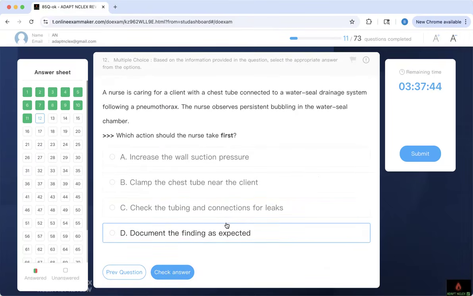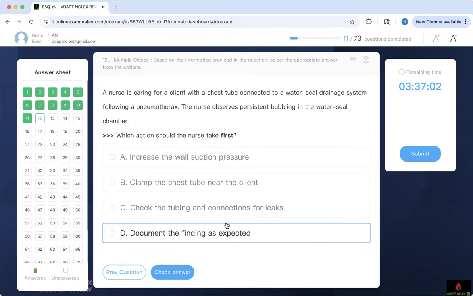Number 12. The nurse is caring for a client with a chest tube connected to a water seal drainage system following a pneumothorax. It does not matter. Patient has pneumothorax. He has a chest tube. So many words, ignore it. Then the nurse observes persistent bubbling in the water seal chamber. Which action should the nurse take? Increase the suction pressure, clamp the chest tube near the client, check the tubing and connections for a leak, or document the finding as expected.